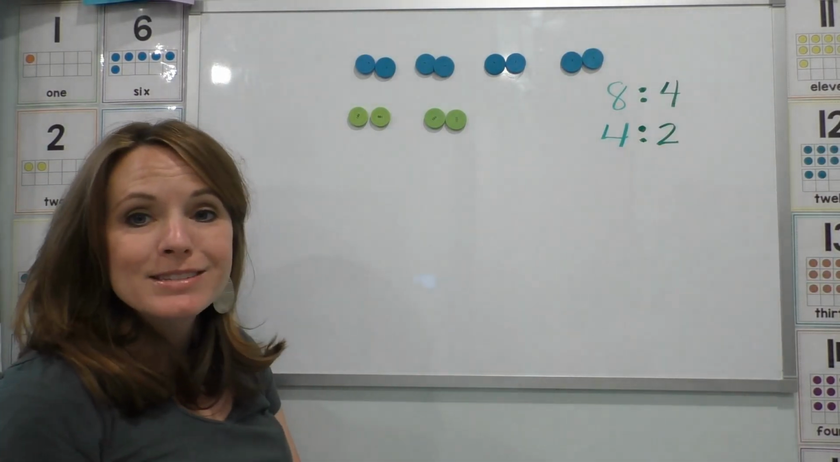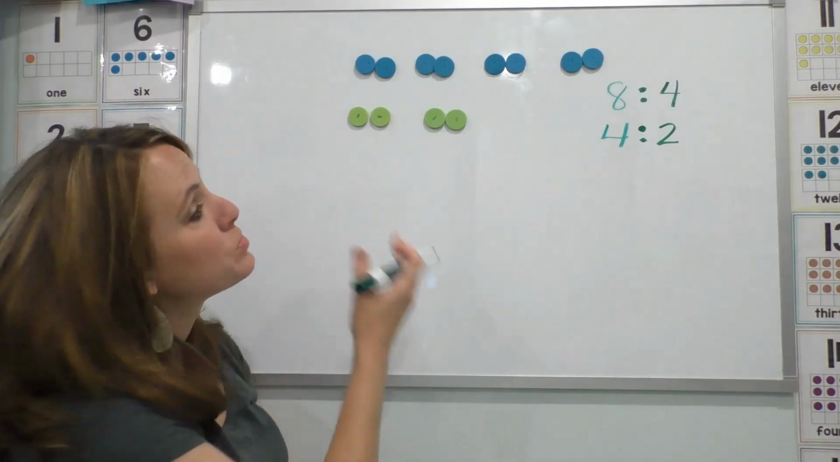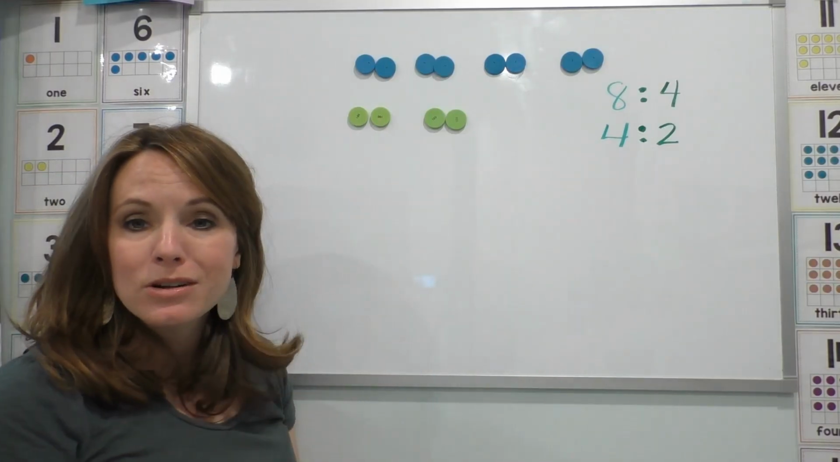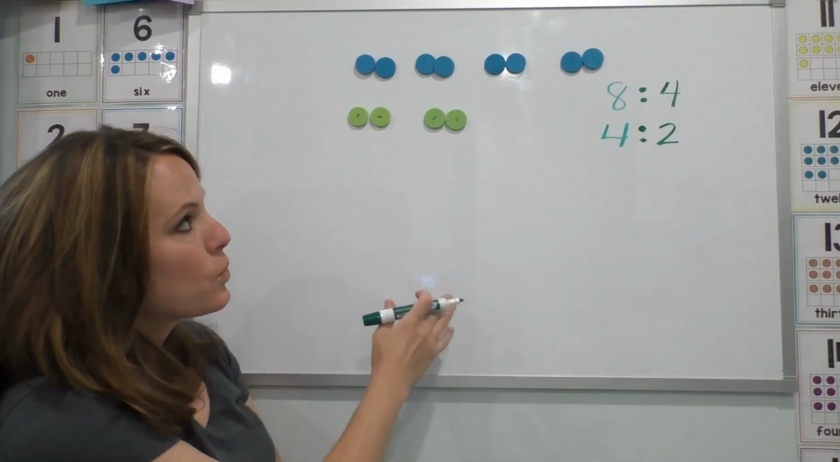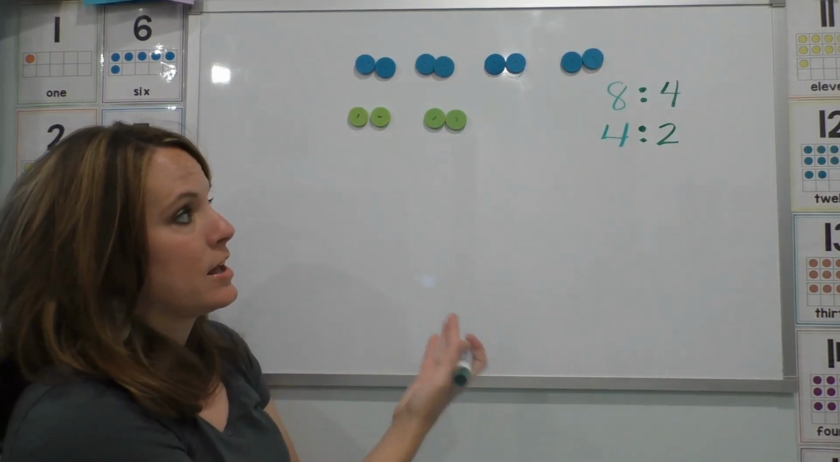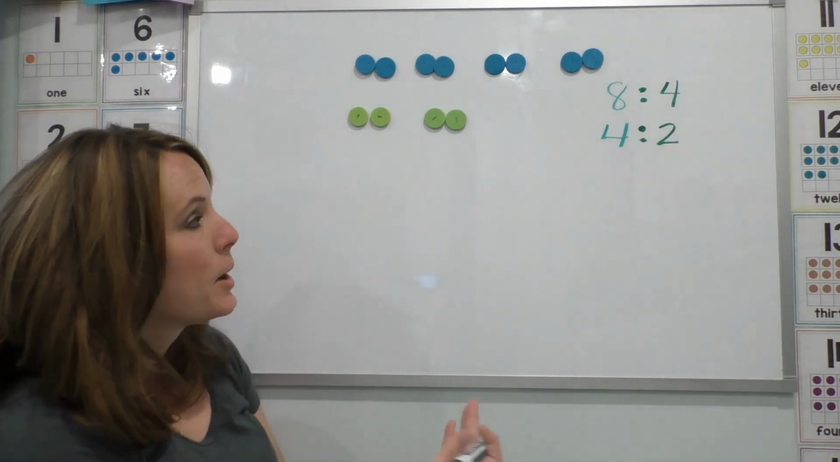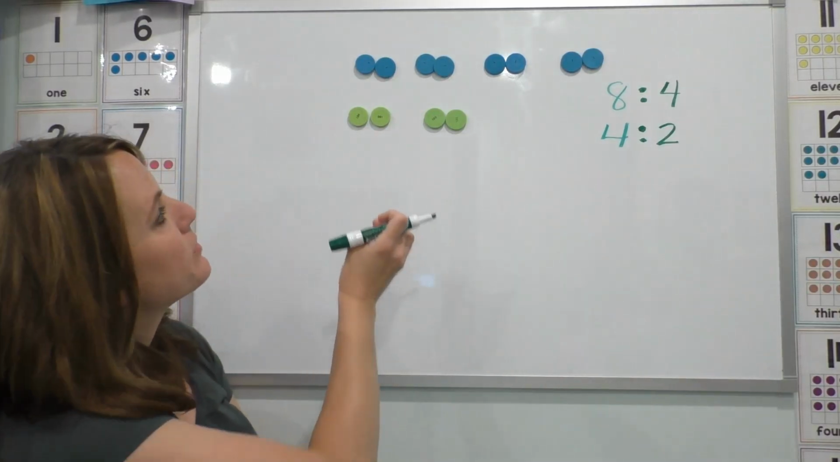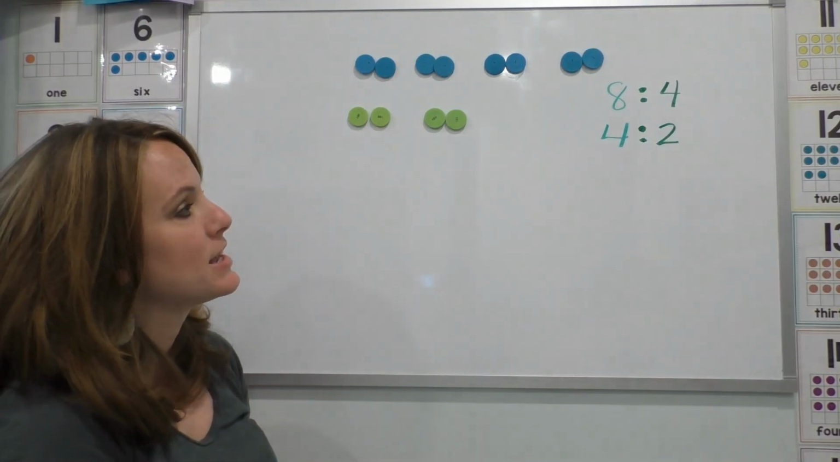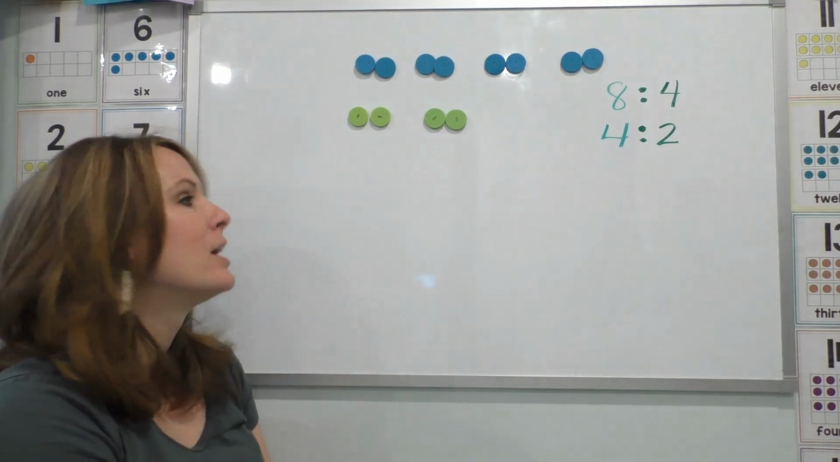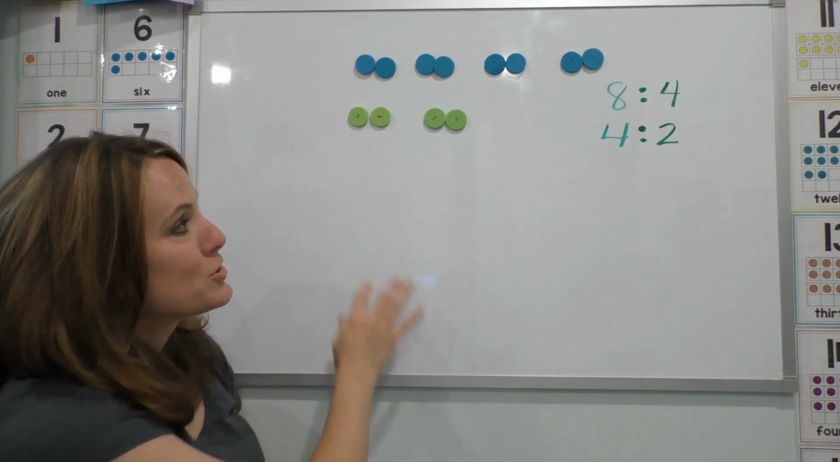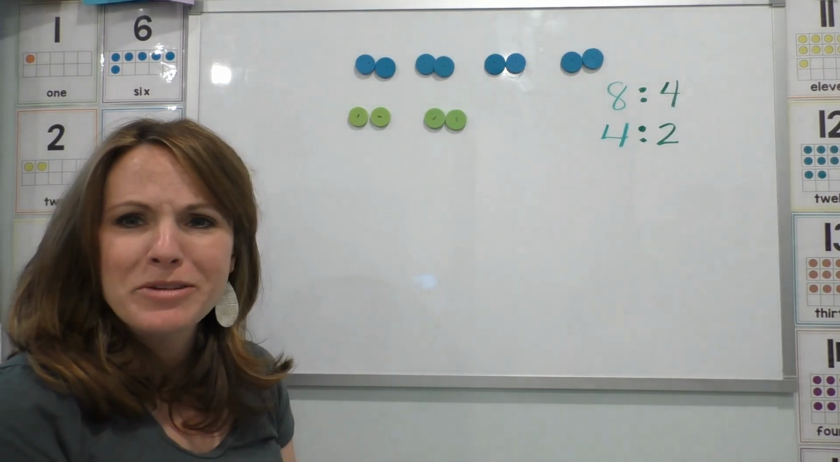Do I still have the same number of blue circles to green circles? Because I didn't change that, right? We had 8 and we had 4, and we still have 8 and we still have 4, but they're grouped. I grouped them into groups of 2. So now I'm saying that there are 4 groups of 2 blue compared to 2 groups of 2 green. I really had to think about that.